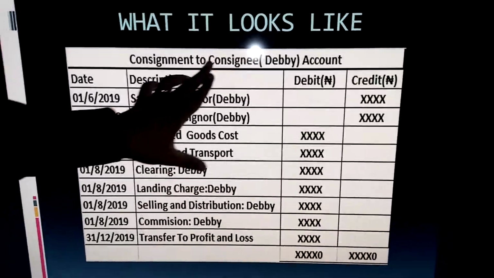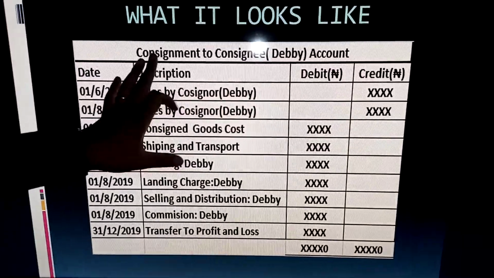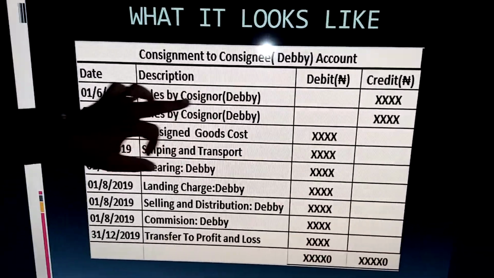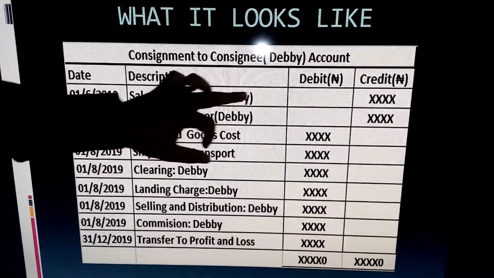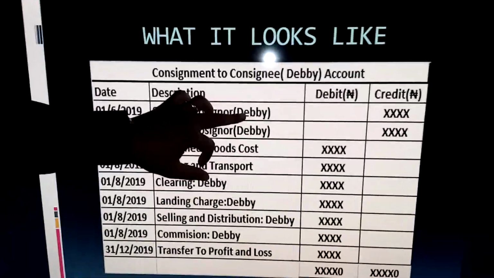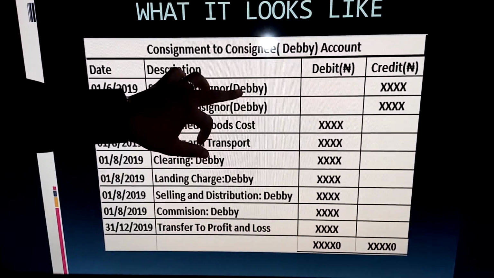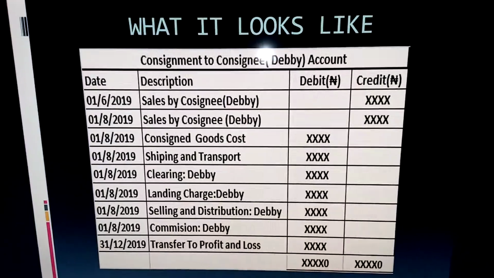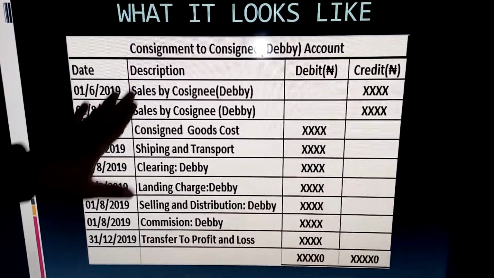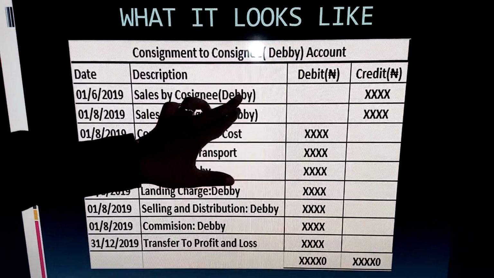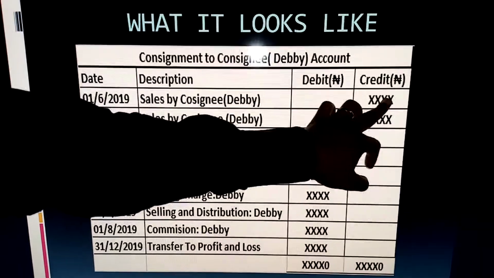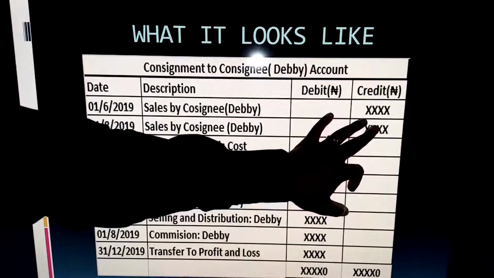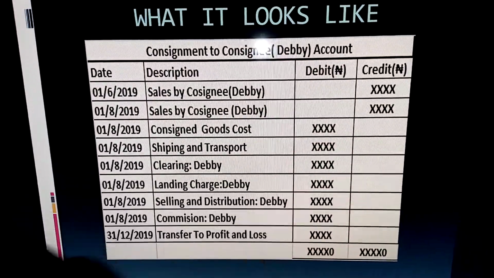You can see consignment to consignee. The consignee's name is Debbie, so you can just say consignment to Debbie. On the 1st of June, sales by the consignee, Debbie. So we have the sales. She made some sales on the 1st of June and made some other sales on the 1st of August. Now here we have the expenses.